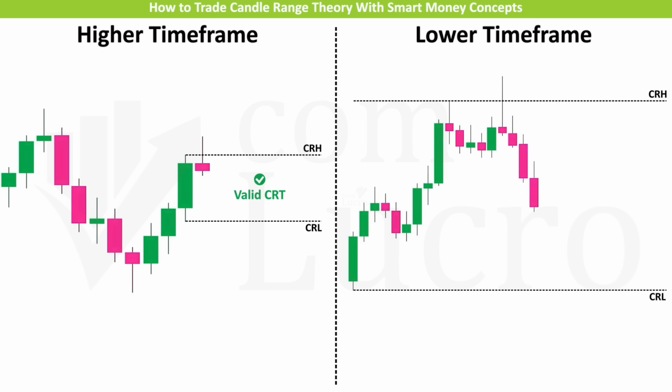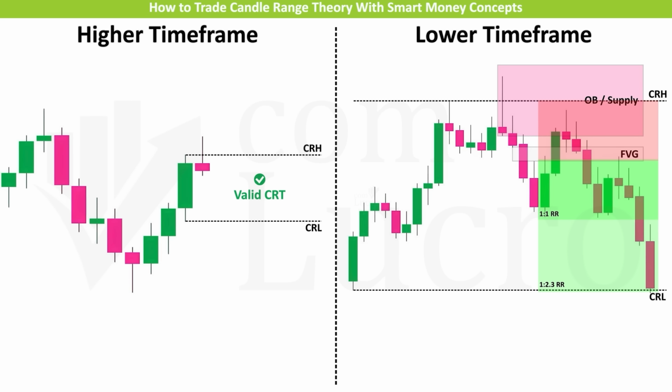To refine the entry, we drop to a lower time frame and look for a fair value gap that forms right after the sweep. That's where we place our sell order, setting the stop loss just above the gap. We take partial profit at a 1-to-1 risk-to-reward level, making the trade risk-free, and let the remaining position run toward the next key support or liquidity area.